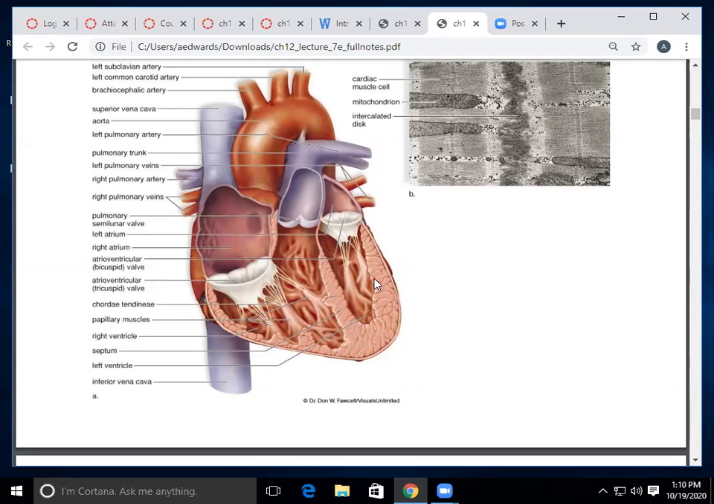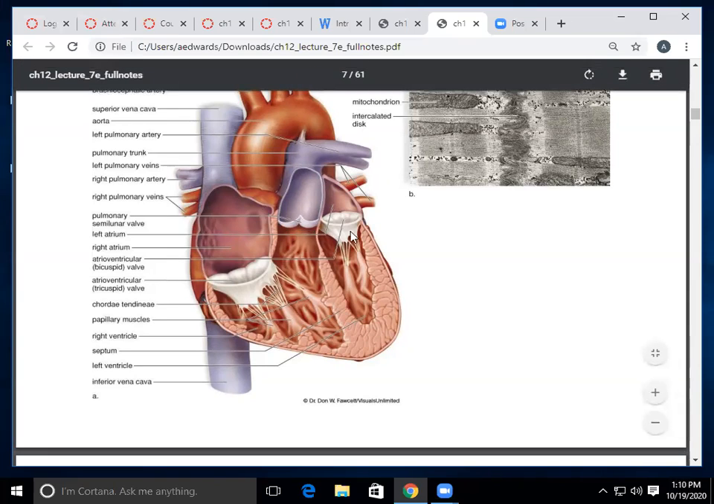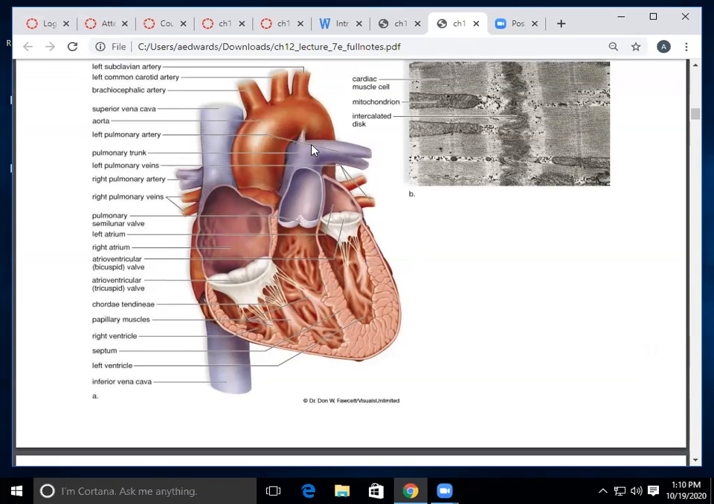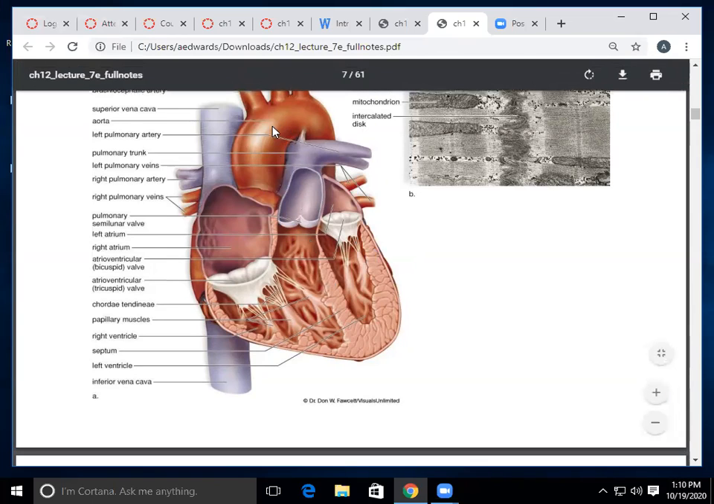You can see it has lots of muscle. It forms the apex of your heart. Blood's then going to go through the aortic semilunar valve into the aorta. The aorta has some branches, which we'll learn about. You have your brachiocephalic, common carotid artery, subclavian artery.